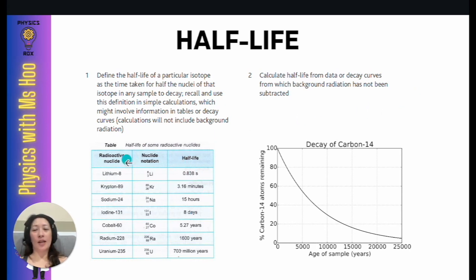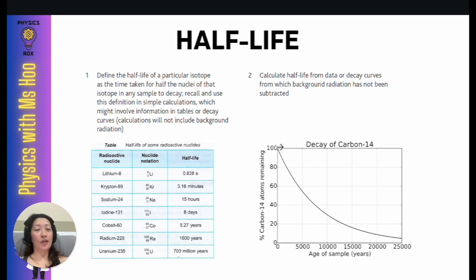Just be aware that in general, the value of the half-life of a radioisotope is a fixed number. Good news, you don't have to memorize the values of the half-life. The half-life will either be given to you in the exam paper or you have to calculate the half-life.